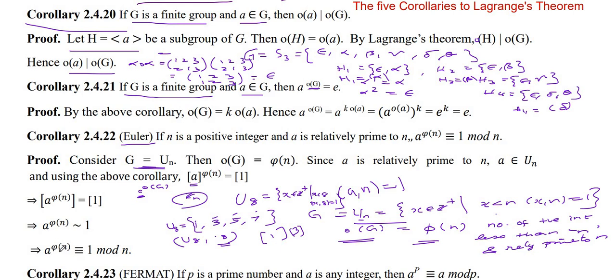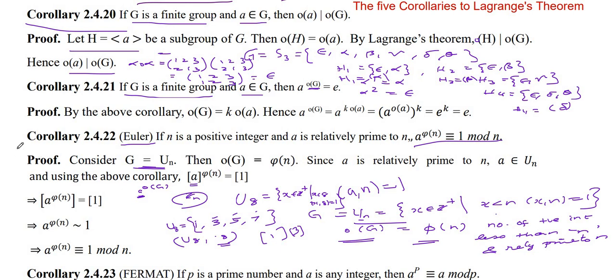So A raised to phi of n is congruent to 1 mod n. That is what Euler's theorem is. Whenever n is a positive integer and A is relatively prime to n, A to the power phi of n is congruent to 1 mod n. So what is to be remembered is that G has to be taken as U_n. That must be remembered, and the corollary.